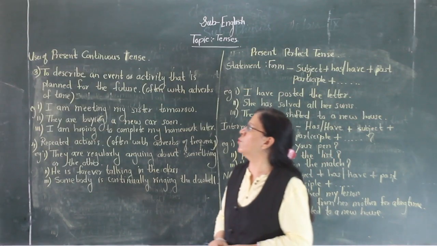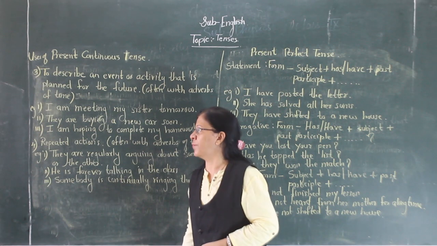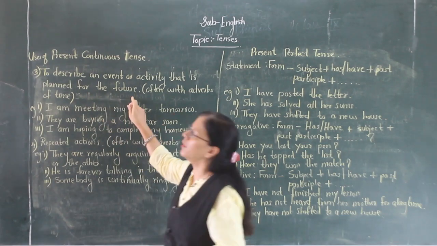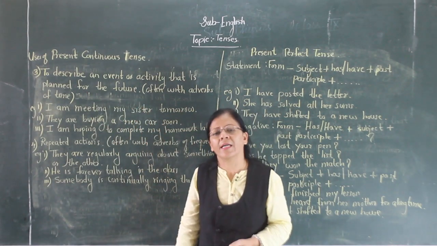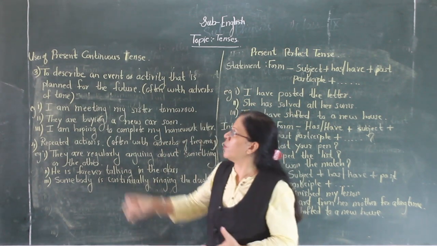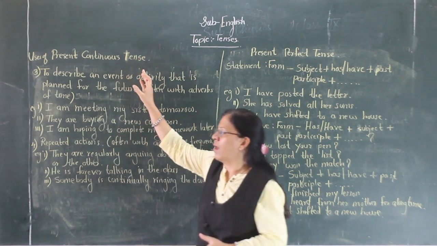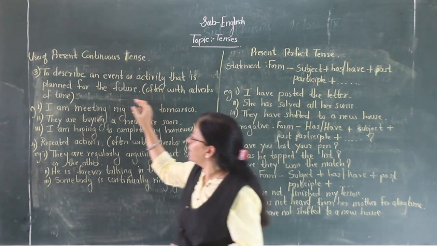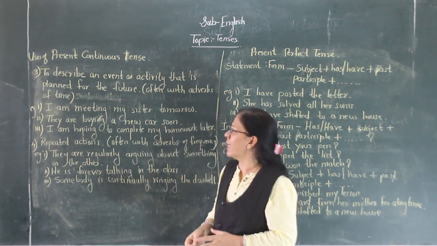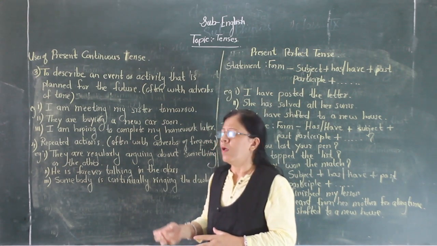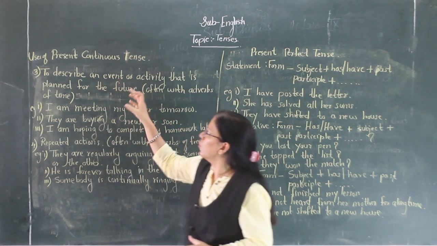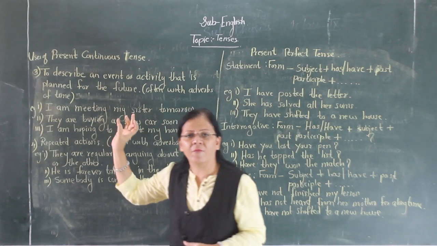Now let us see the third use of present continuous tense. The third use is to describe an event or activity that is planned for the future. So whatever activities or actions are planned for the future, to describe those activities, we use present continuous tense. At that time, we often use the adverbs of time. You know the adverbs of time, right? Soon, now. So these are all adverbs of time.